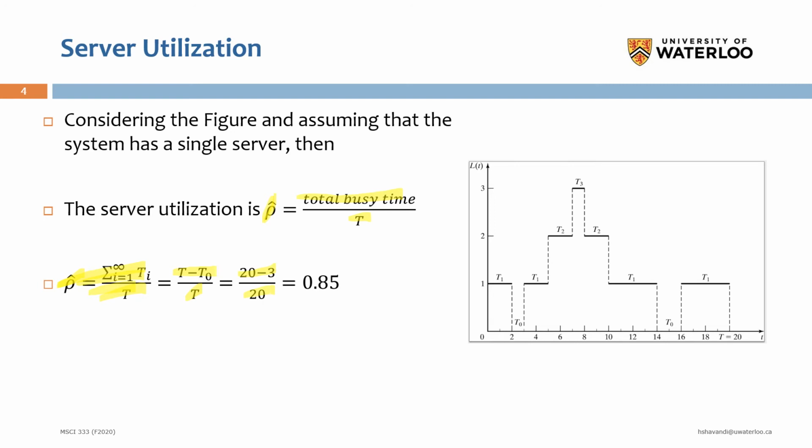Okay, so for this example, it's 0.85. Because as you see here, we have 1 minute here and another 2 minutes here. So in total, we have 3 minutes that there is no customer in the system, so the server is idle, but the rest of the time the server is busy. So 20 minus 3 divided by 20 will be 0.85, the server utilization rate for this example.